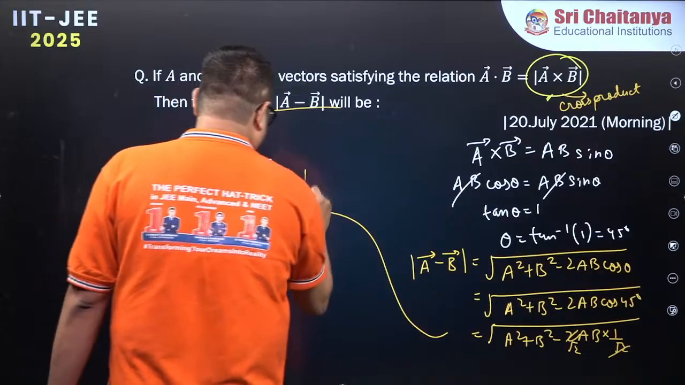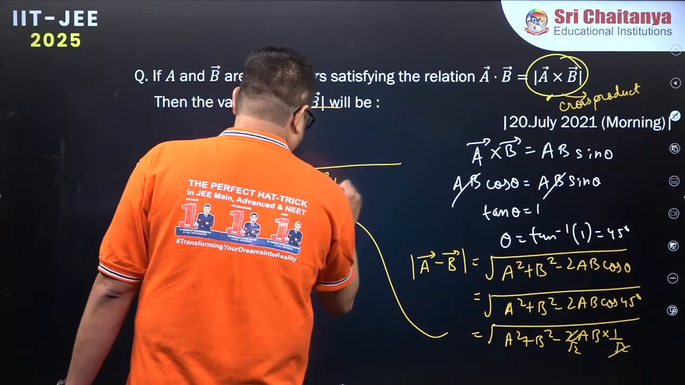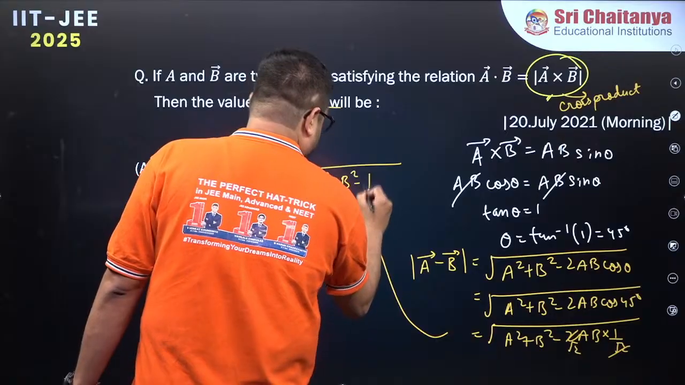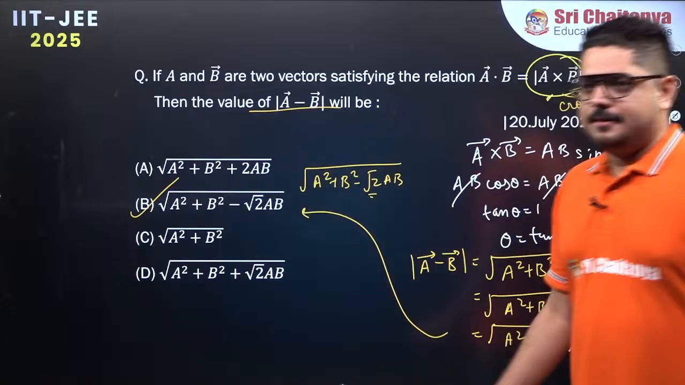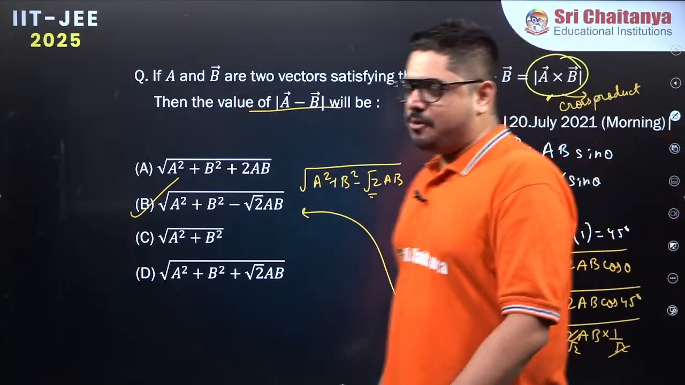So that is going to be A square plus B square, isn't it? Minus square root of 2 into AB. This is going to be the answer. Okay. I hope it's clear, everyone.